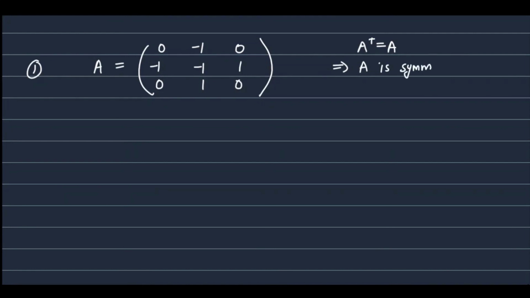Let A be the matrix with rows 0, minus 1, 0; minus 1, minus 1, 1; 0, 1, 0. Now, our aim is to construct an orthogonal matrix from the given matrix A. So first we note that here A transpose is the same as A. This implies that A is symmetric. So our procedure is simple.